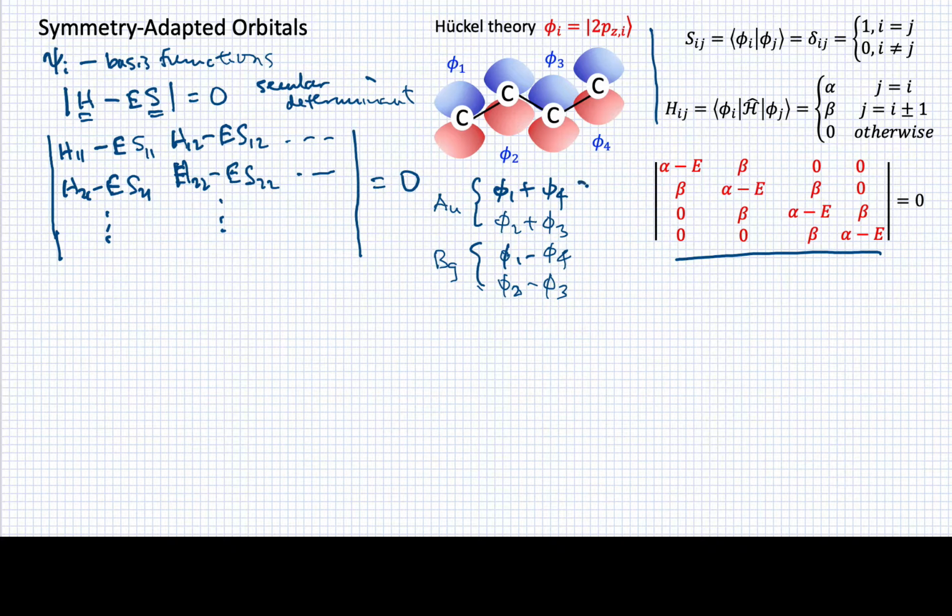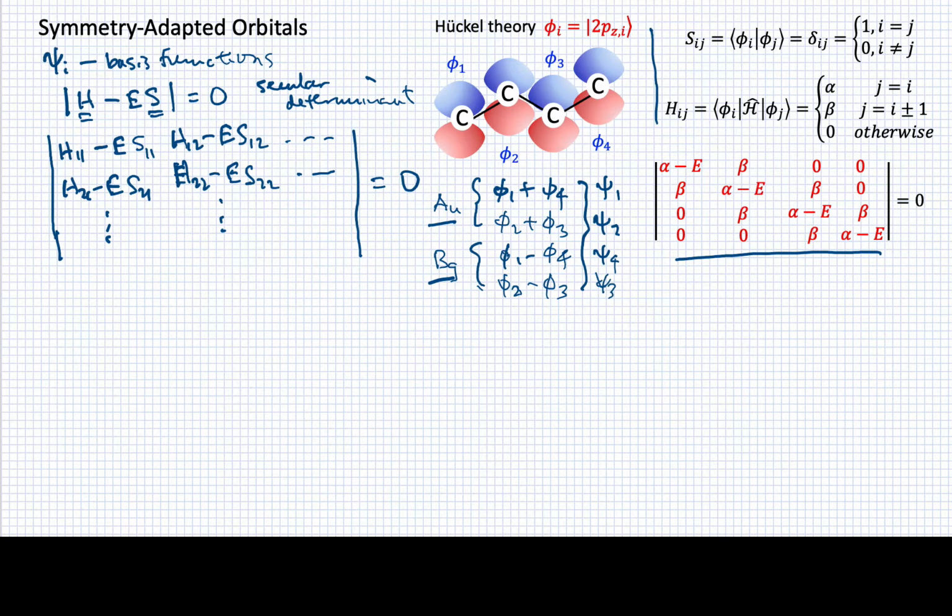All right, so these are the 4 basis functions, and I will just simply line these up as psi1, psi2. I'm going to actually call this one psi4 and this one psi3, and see how these generate a secular determinant. Now we know that when these functions belong to different symmetries, their overlap integrals and their Hamiltonian integrals will be 0.